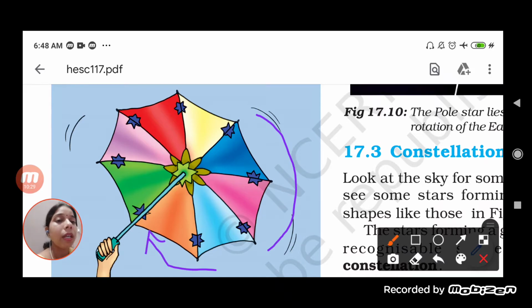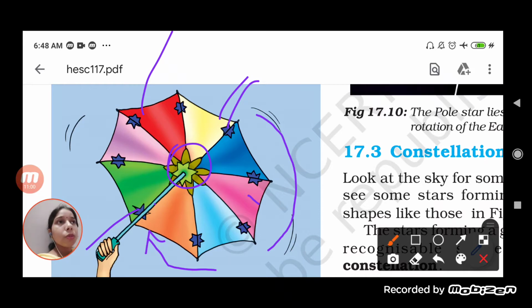So what happened? This star will come to this side, this star will go to this side. Similarly, the other stars also reach the other end. So basically we can say that there is a change in the position of the stars when we rotate the umbrella. But the star which is present at the center of the umbrella is not going to change, it will remain as it is. It will remain present at the center of the umbrella rod only.